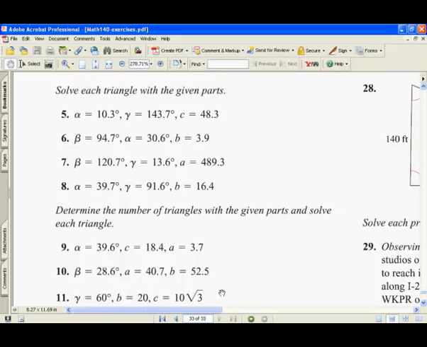Okay, so let's go back to the whiteboard. And this is page 586, problem 8. Alpha is equal to 39.7 degrees. Gamma is equal to 91.6 degrees. And B is equal to 16.4.